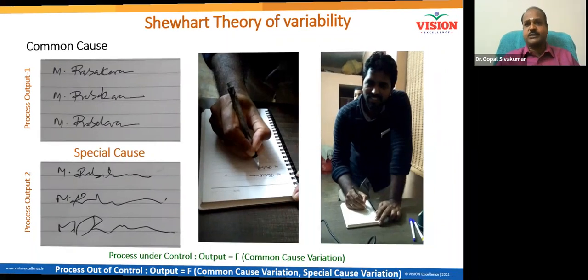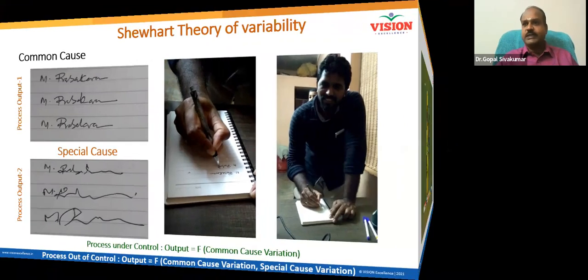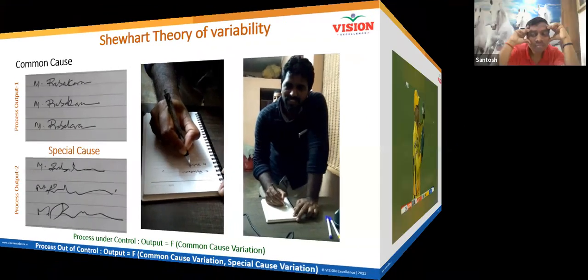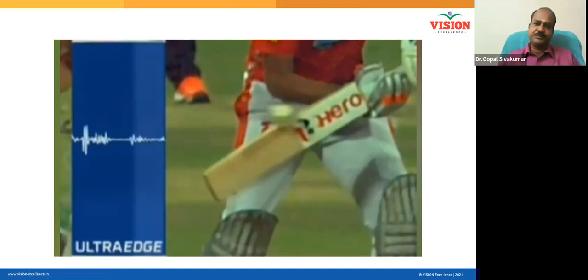Similarly, the control chart is used in cricket also. Can you see? They are checking whether the ball has hit the bat or not. The moment the ball hits the bat, can you see? Notice some peak. And the peak is giving us information: yes, the ball has hit the bat, and so the batsman should be given out.